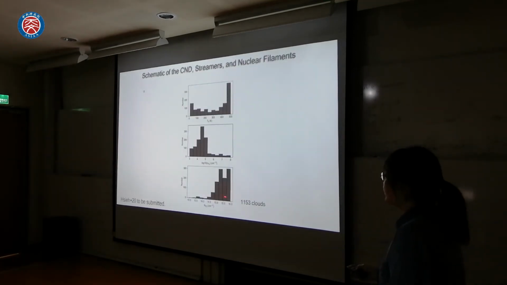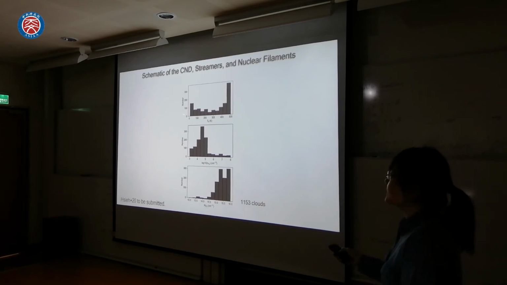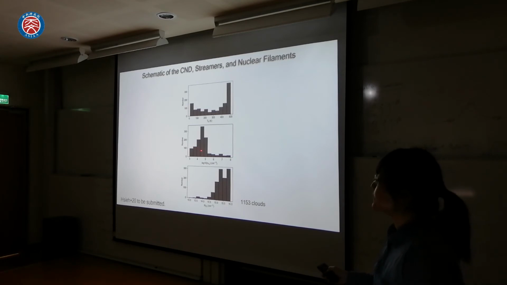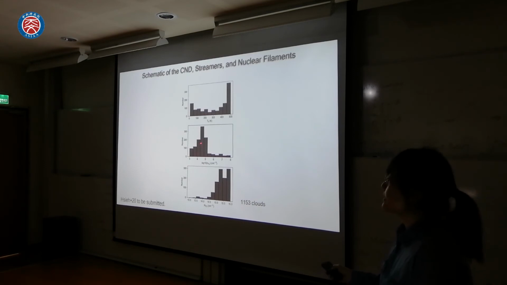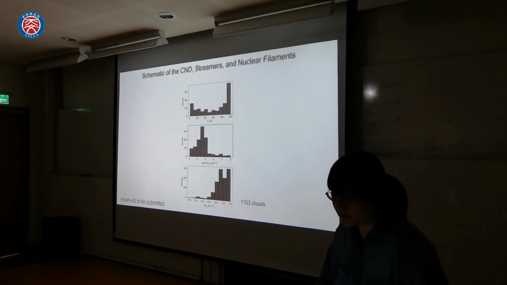After applying some threshold, we have about 1,100 clouds used for the analysis of the temperature and the densities. And this is a histogram of the temperature, the log scale of the density, and also the column density. You can see the majority of the clouds have densities between 10^4 and 10^5 per cubic centimeter. This is very consistent with the previous CND data made by Miguel. But there are still more substructures in our catalog.